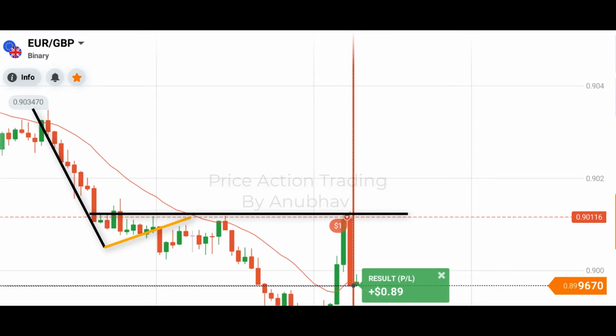Also notice what I said earlier, that support in a downtrend is not likely to hold, but when it becomes resistance, it is likely to hold. Similarly, for an uptrend, resistance is not likely to hold, but when it becomes support, it is likely to hold. So I was in a downtrend here in this trade, and when support became resistance, I did a put here and it was a clear win. So this is how you should think about the market.